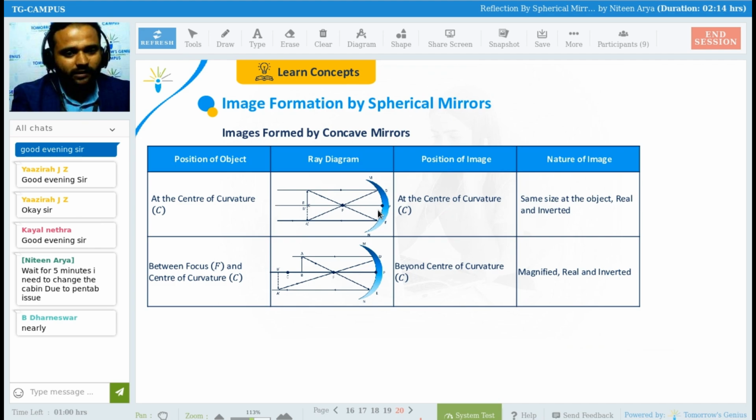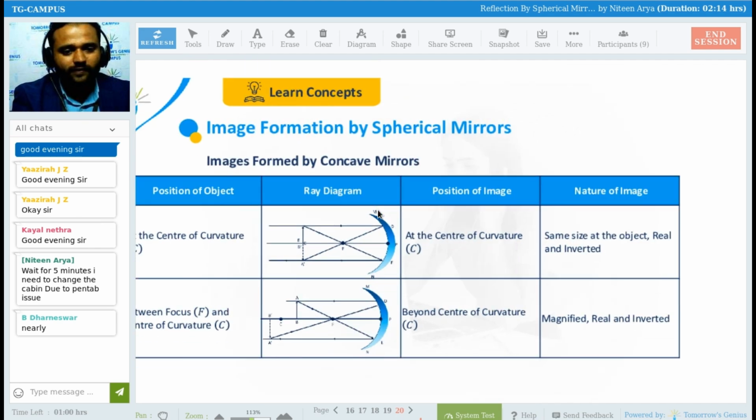If any particular object is situated at C, that is, at the center of curvature, we get the image of the same size, same height, everything. Clear? So if an object is put at the center of curvature, we get the position of the image at the center of curvature, same size as the object, real and inverted.